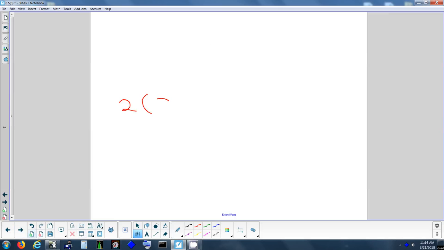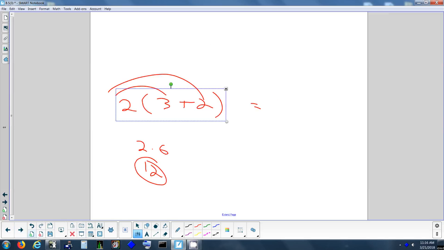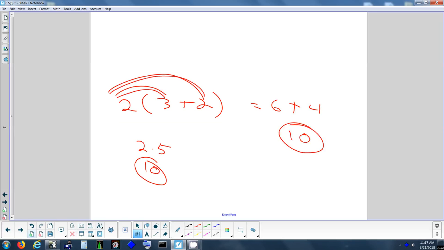Kind of like if you had this, one way you could do it is 3 plus 2 is 5, 5 times 2 is 10, adding what's inside first. Or if you'd rather distribute first, you could do that. 2 times 3 is 6, 2 times 2 is 4. I get the same answer whether I add first or distribute first. Okay? Works just like that with vectors.